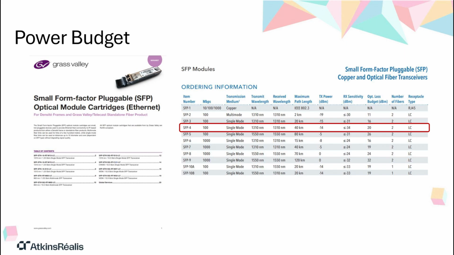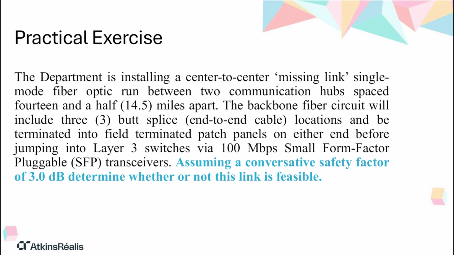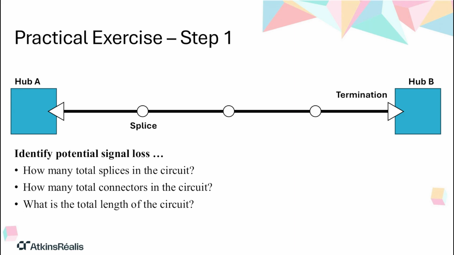Let's try that example calculation you mentioned, the AtkinsRealis one for FDOT. A 14.5-mile single-mode run, 3 splices, patch panels at both ends, 100 megabit SFPs, and a 3 dB safety factor. Is it feasible? All right, so first step, identify all the loss points. 14.5 miles is 23.4 kilometers. We have 3 splices and connectors. Well, a patch panel at each end means a connector pair there, plus the jumper to the SFP at each end. So that's actually 3 connectors per end times 2 ends equals 6 connectors total.